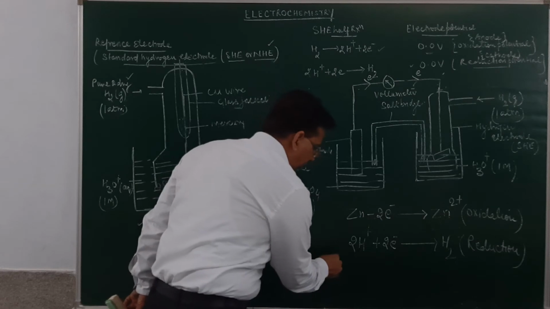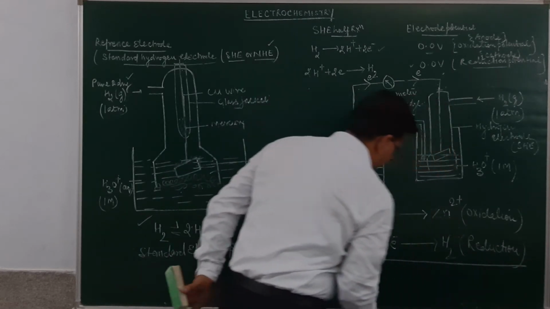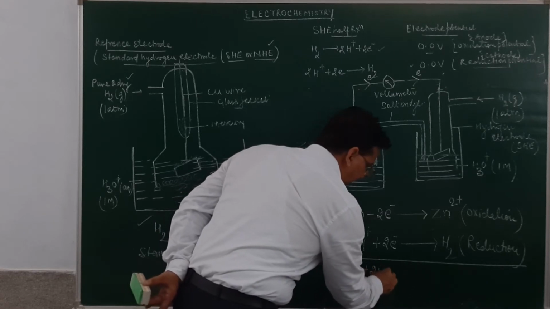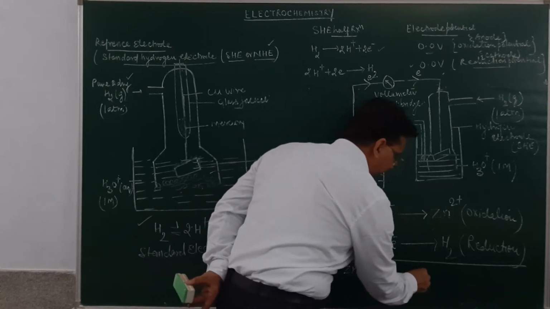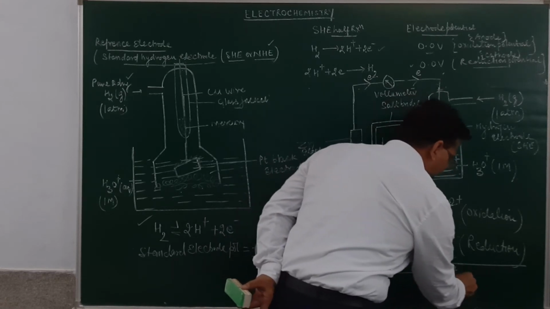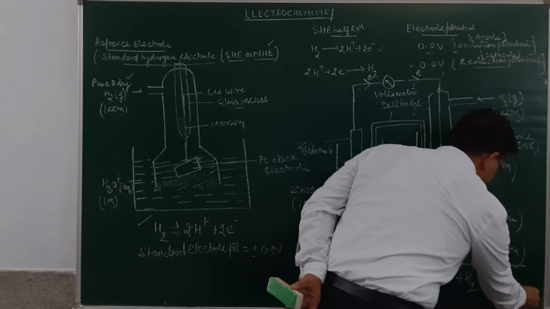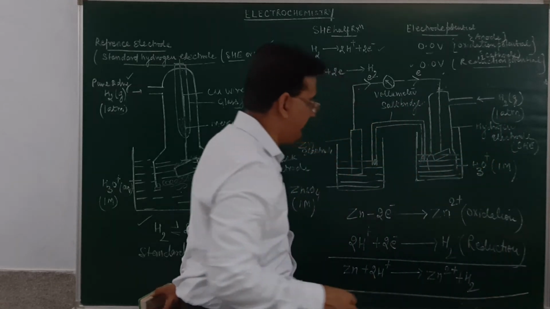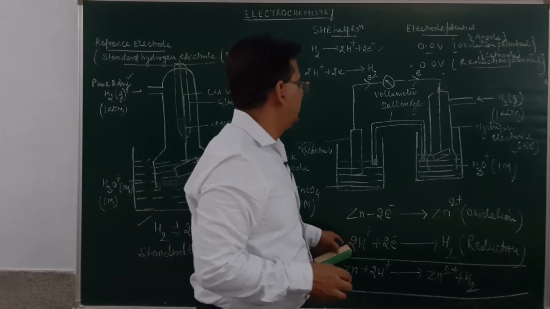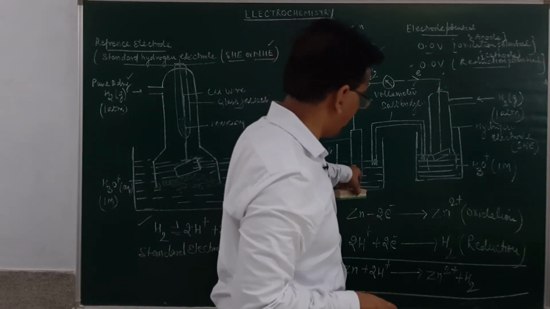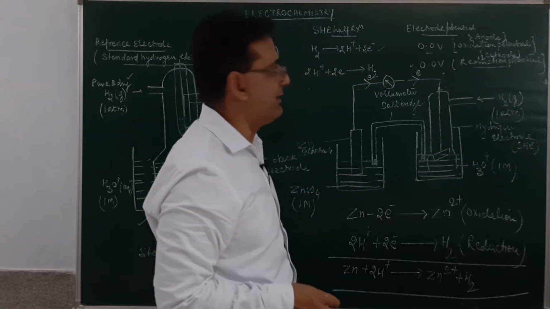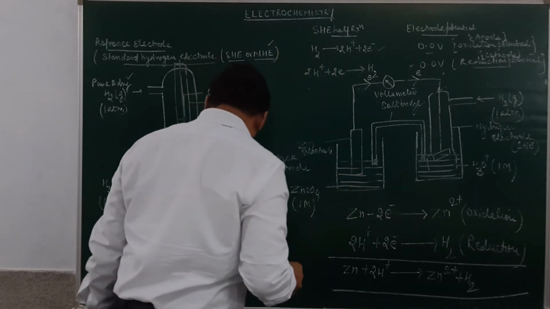Now if we write down over here, the cell reaction will be: zinc reacting with hydrogen ion will result in the formation of Zn2+, and hydrogen will be given out. Then in this case, we have to find out the electrode potential of a zinc electrode. There, students, we will be using the formula for finding out the EMF of the cell. How do we do this?